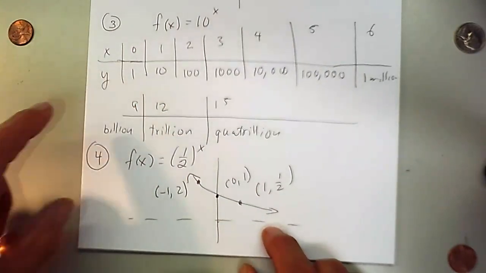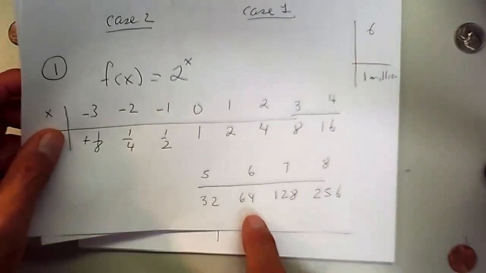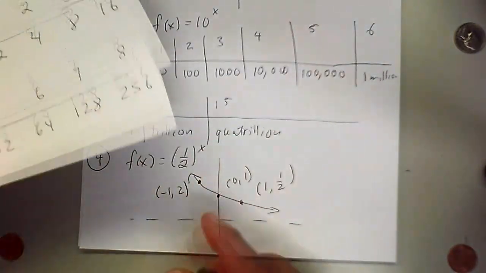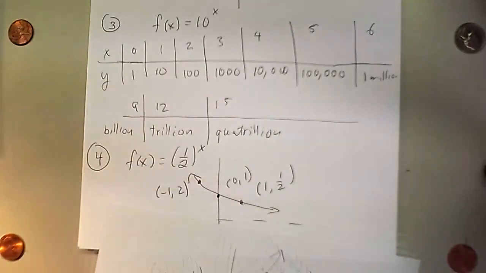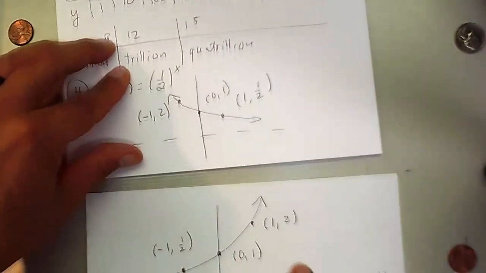Do those numbers look familiar? Well, yeah, they're here: 2, 4, 8, 16, 32, 64. So we will end up with those numbers just on the other side of the y-axis. In fact, there's a strong relationship between this graph and that graph. Can you tell what the relationship is?